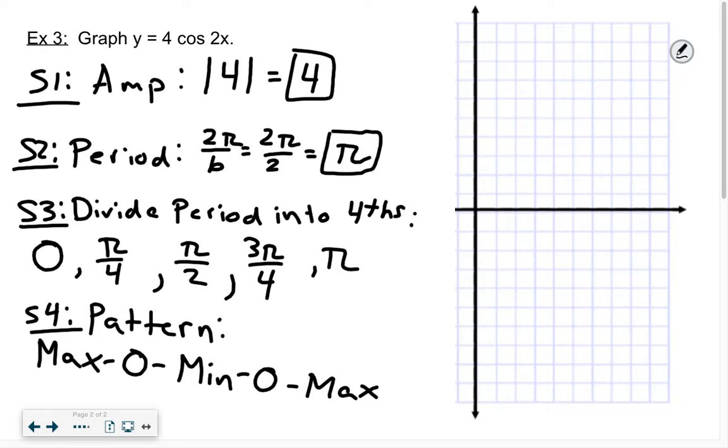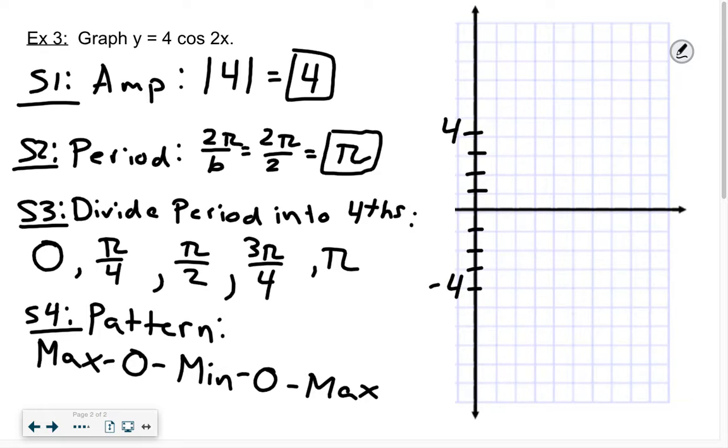Once again, you should have 5 of these down there. Your options down below here will always be max, 0, or min. Those are the only 3. And you need 5 of them. Amplitude is 4, so there's 1, 2, 3, and 4.